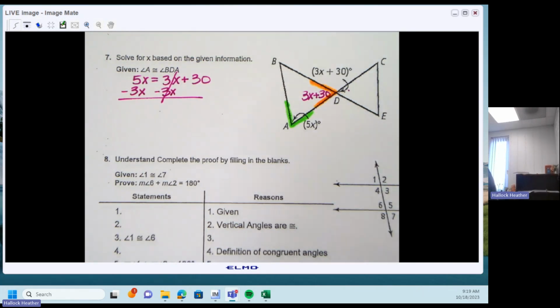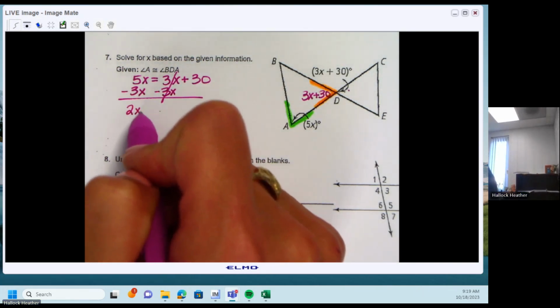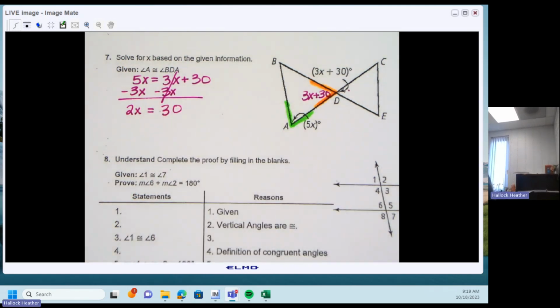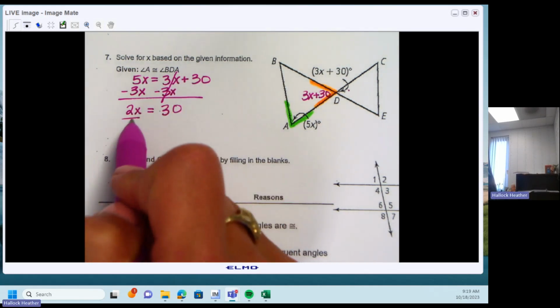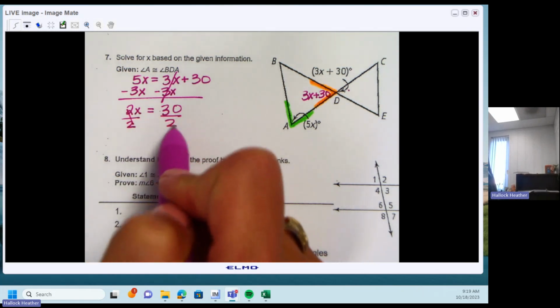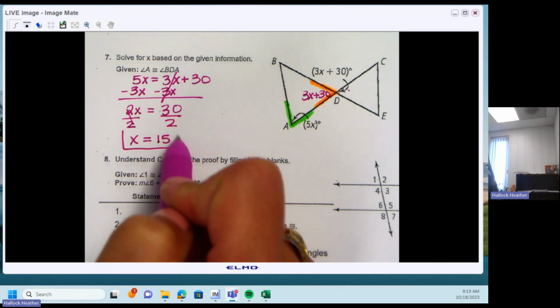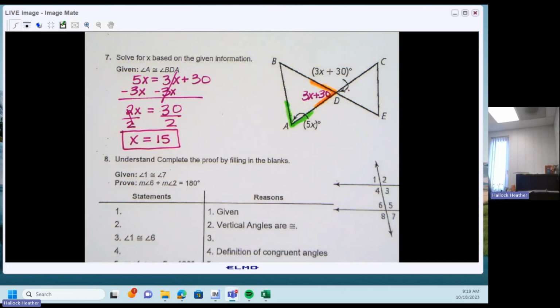So 5 minus 3 is 2x equals 30 that I can bring down. And then the last step is to do what? Divide. So I'm going to divide by 2 to both sides. And just like yesterday, that is technically division, property of equality. So x is equal to 15. So that's really an example for all the rest of the math problems that you're going to do. Let's do the proofs together.